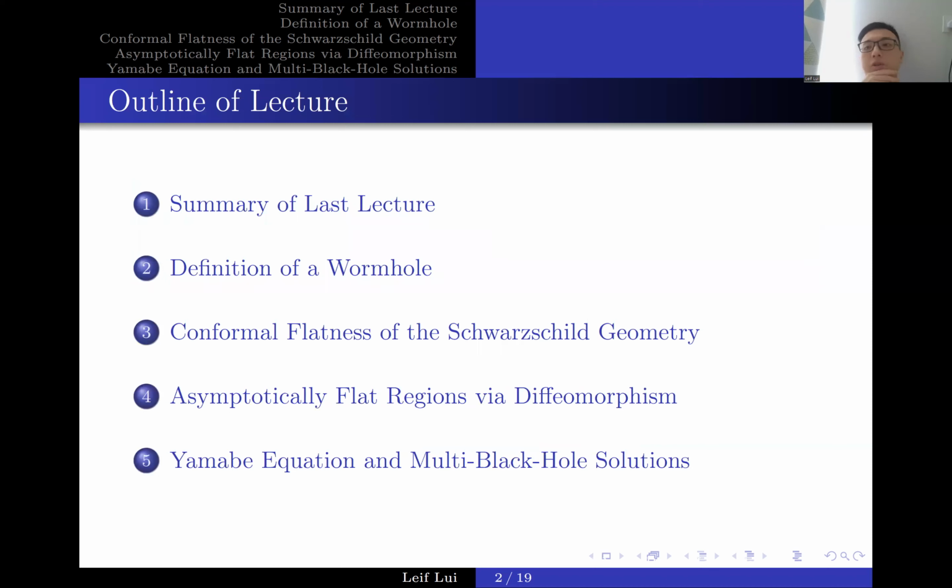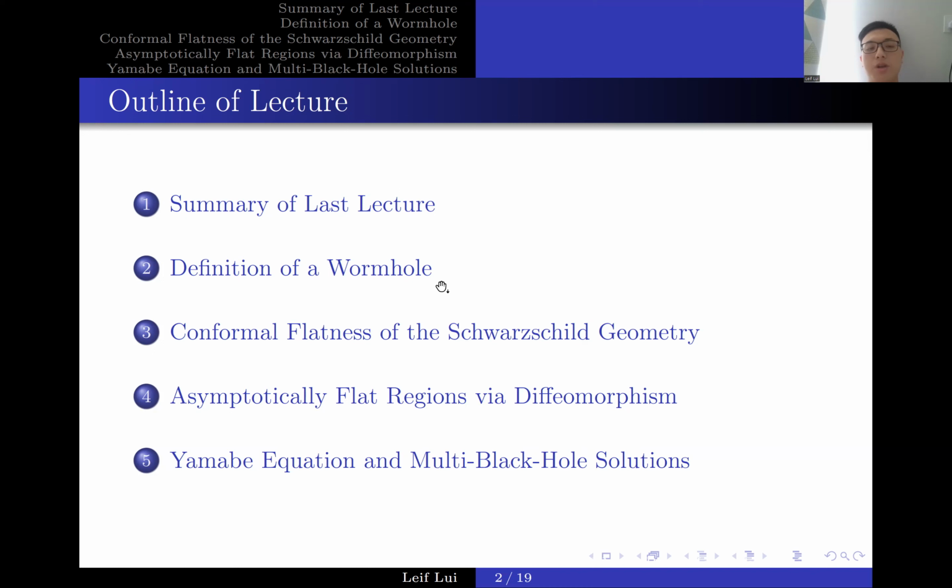First, let me outline what I'm going to talk about in this lecture. I'm going to summarize what we did in the last lecture, which was a long time ago. I think it was titled Particle Motion in Schwarzschild Geometry. So if you forgot what we did in the last lecture, you better go look at that.